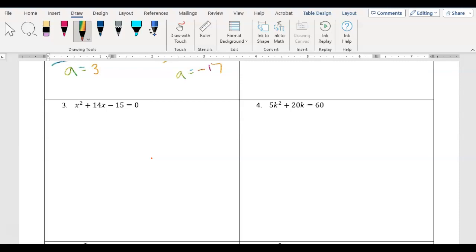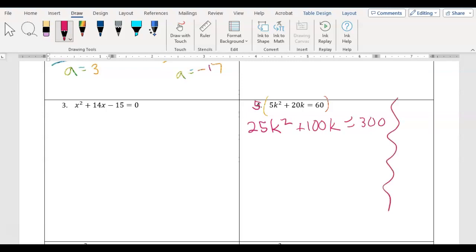Let's look at number 4. Number 4 is interesting because it has a 5 as a coefficient. So there's actually 2 ways to handle this. The first way that we focused on and learned yesterday was to multiply the entire thing by 5 because that creates a perfect square for our coefficient. We have 25k squared plus 100k equals 300.